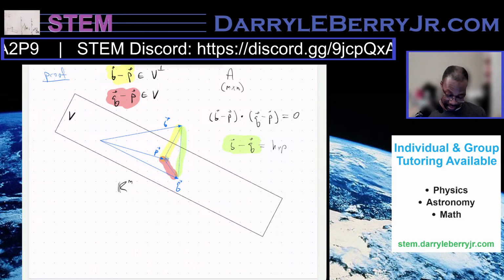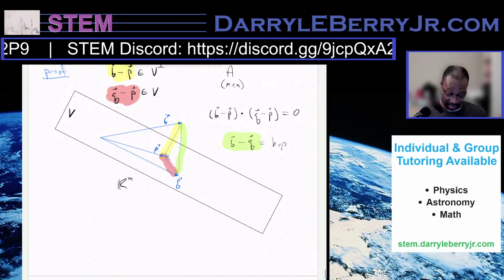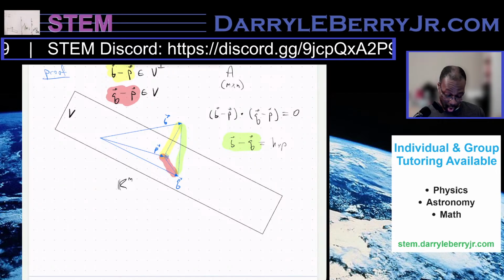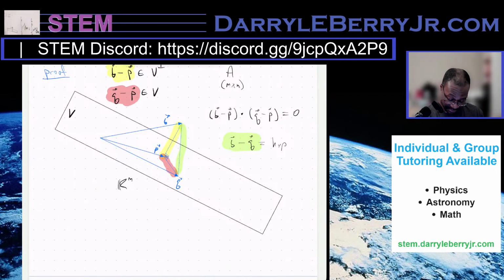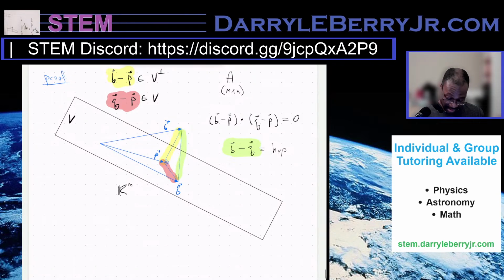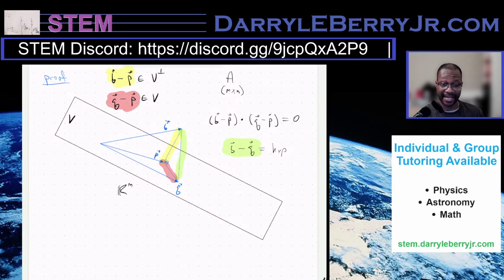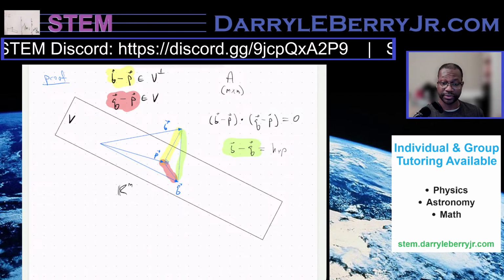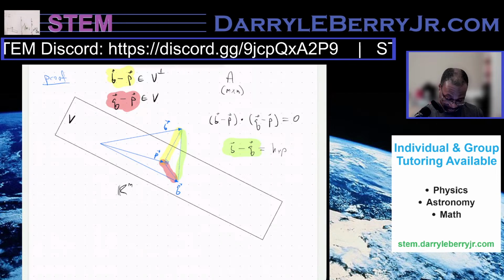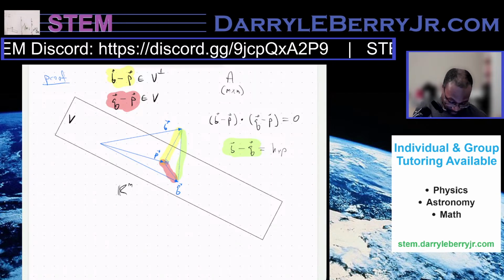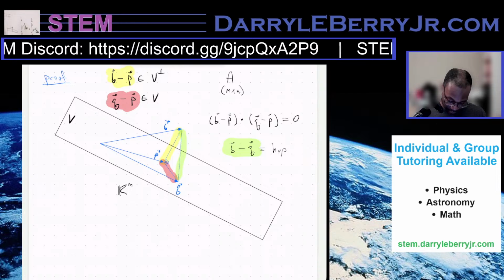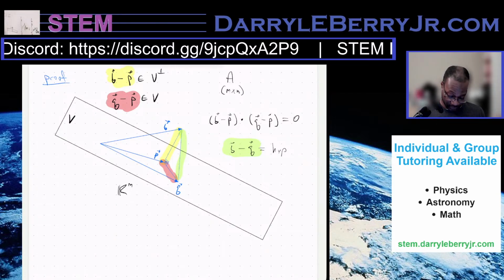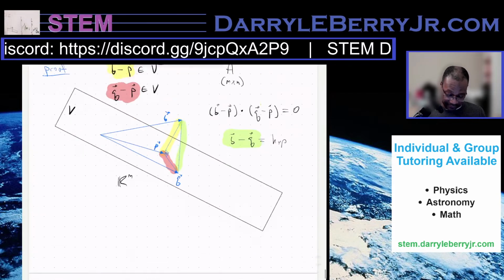Thus, by the Pythagorean theorem, the magnitude of B minus Q is always going to be greater than the magnitude of B minus P. The hypotenuse is always going to be longer than either side. So P is closer to B than every other point in V. All right? It makes sense.